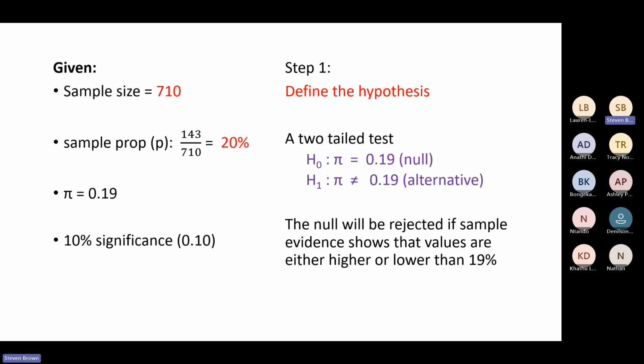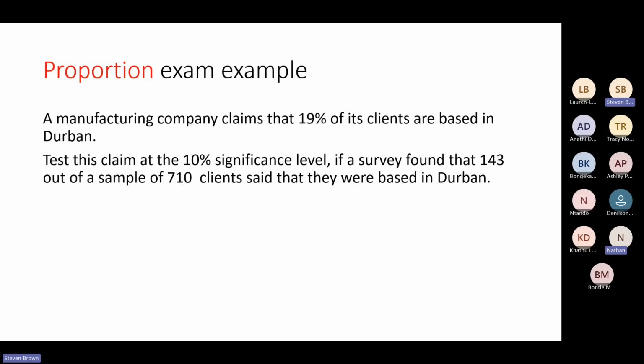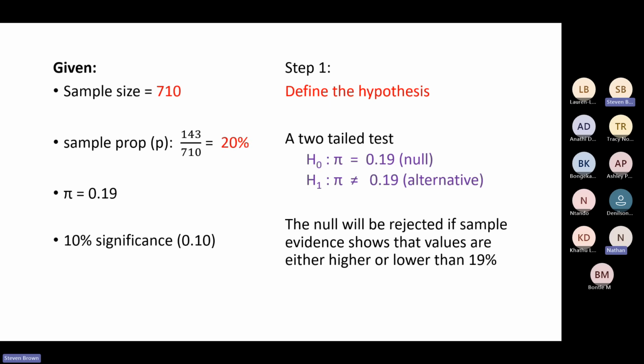Your pi is 0.19. Why? That's what you are given. Or should I say, sorry, what your claim is. Pi is your claim. It's not that geometric thing you use to calculate circles. Pi is the claim, all right? That's very important. Pi is the claim. Okay, so pi is the claim. Let's go back again or forward. That's the claim. That's what they've told you is a level of significance.